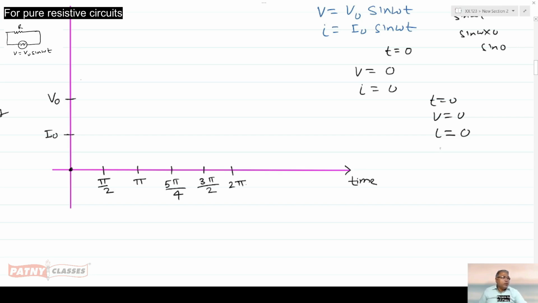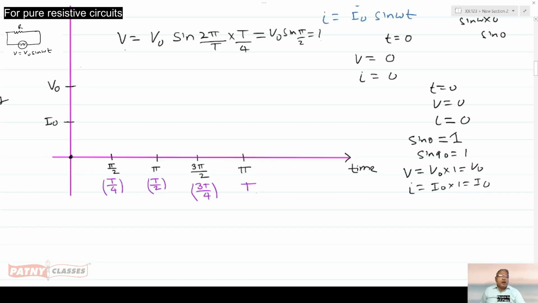One more important piece of information: the largest value of sine theta is 1. That occurs when sine 90 equals 1. So the largest value of voltage is V naught into 1, which equals V naught, and the largest value of current I is I naught into 1, which equals I naught.